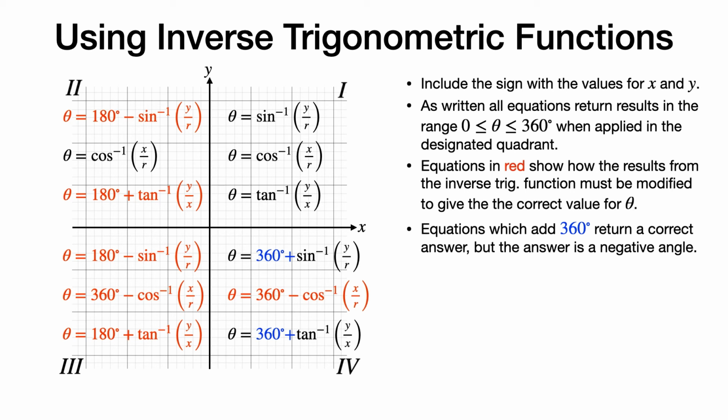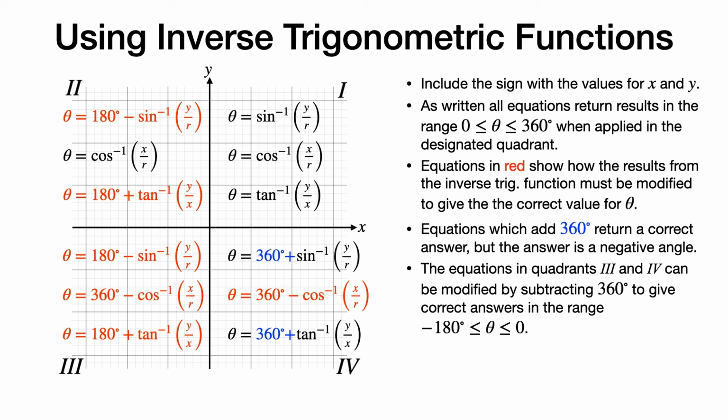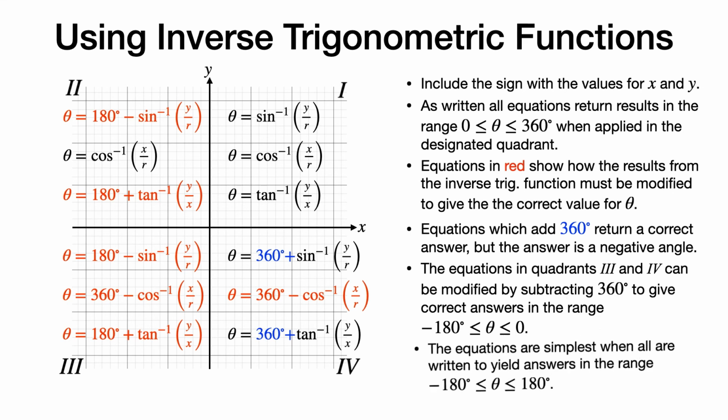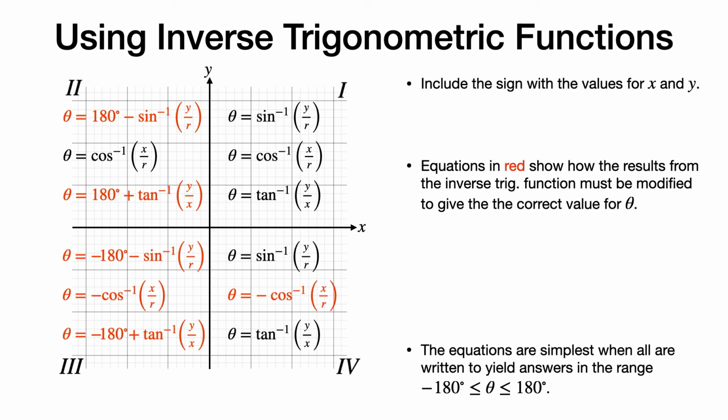Now, the equations in quadrants 3 and 4 can actually be modified in such a way that they give an answer between minus 180 degrees and 0. And this gives them in a somewhat simpler form. All right. So if we do this, then the equations as shown will actually give us answers between minus 180 degrees and 180 degrees. This is a little bit simpler, but you have to remember that we're using both positive and negative values for the angles.